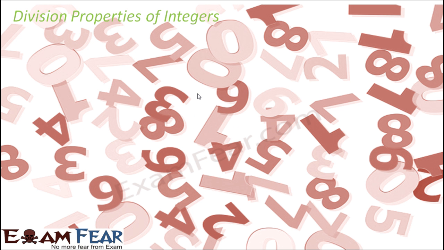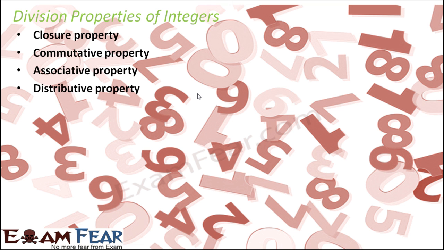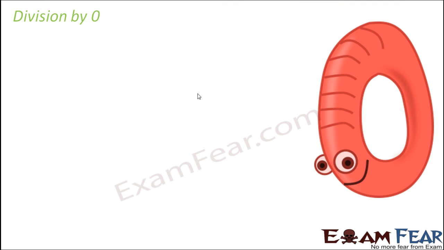So now that we have learnt about division, let us quickly look at the division properties of integers. Here we will not learn something very new. The same properties which were applicable for multiplication, we will check out the same properties for division: closure property, commutative property, associative and distributive property.